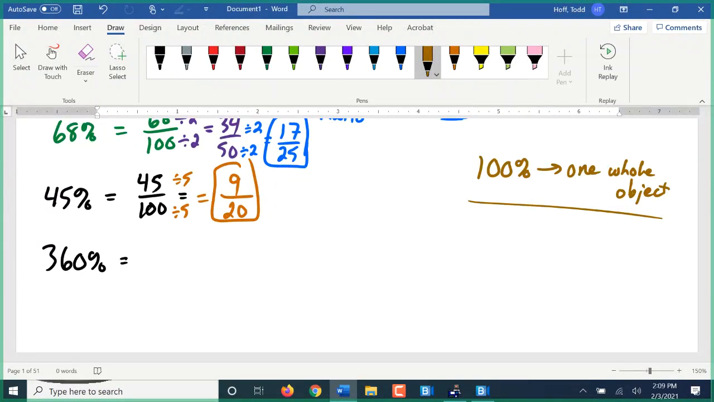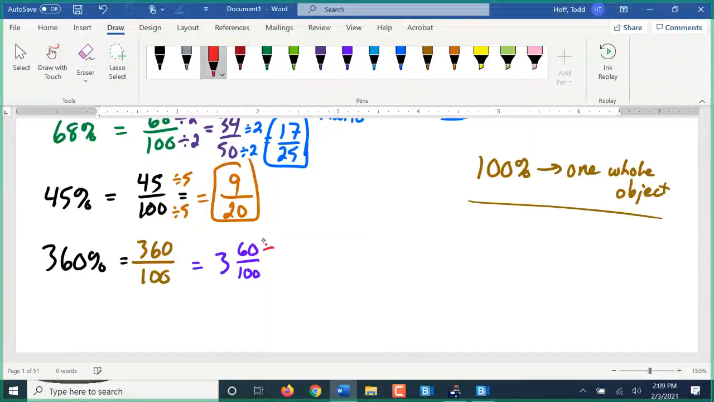But when we convert it into fractional form, we're still just going to do 360 over 100. Both of those can be reduced, but it's also an improper fraction. This would be the easiest place to convert it into a mixed number because dividing by 100 is easy to do. You can figure out how many times and what's left over. 100 goes into 360 how many times? 3. And how much is left over? 60. So that's 3 and 60 hundredths.